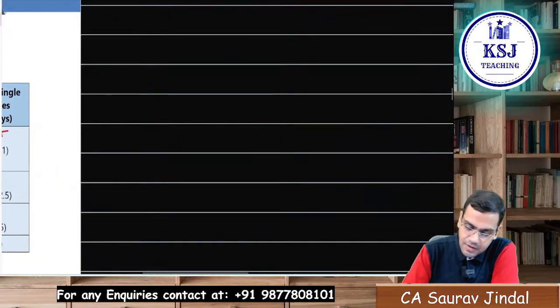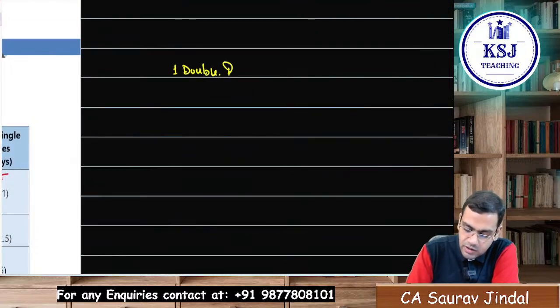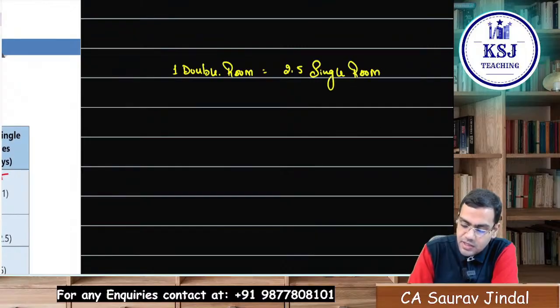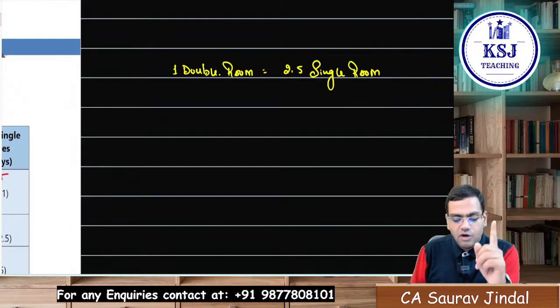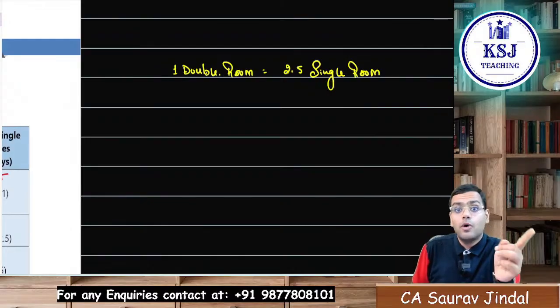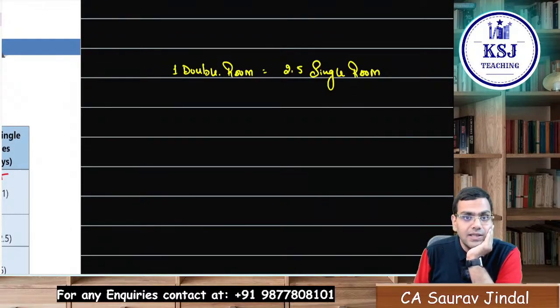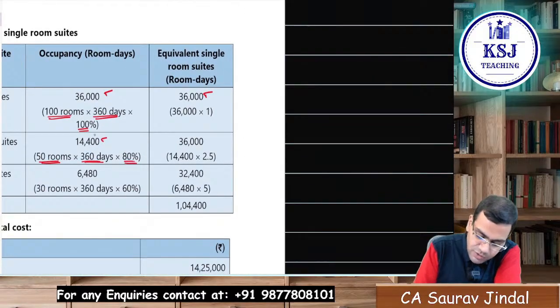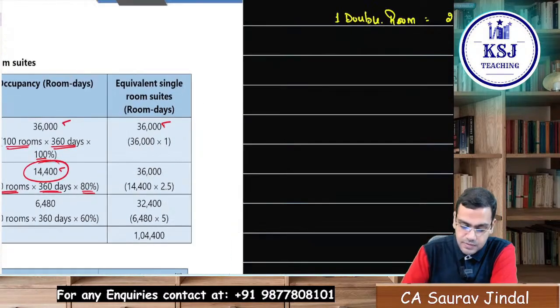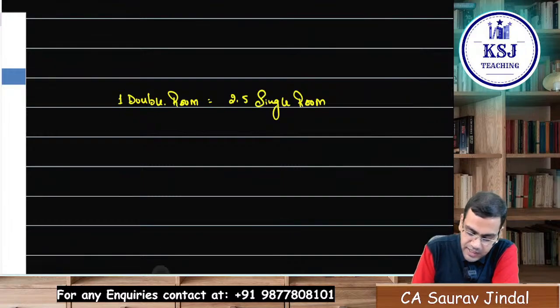Now he says the rent of one double room is equal to 2.5 times the single room, isn't it? This is the equation that is given to you now. In the question he says that the rent of one double room is equal to 2.5 times the single room. I can write it like this. So if I have 14,400 double rooms, how many single rooms will be there?